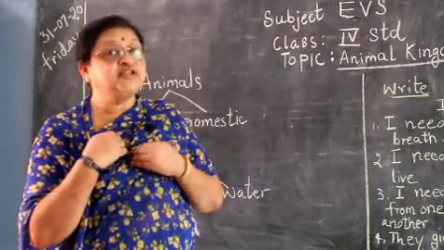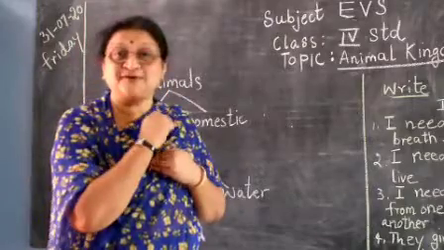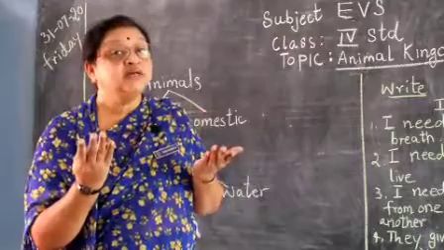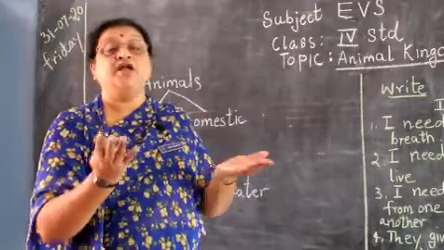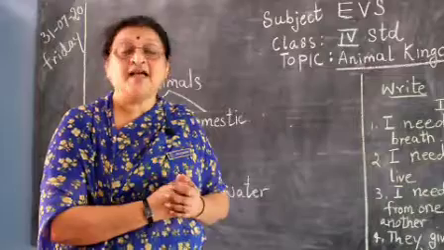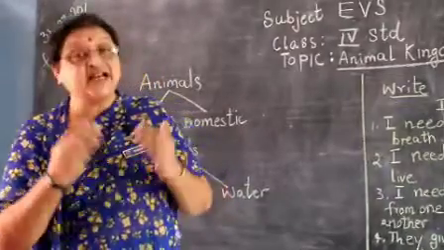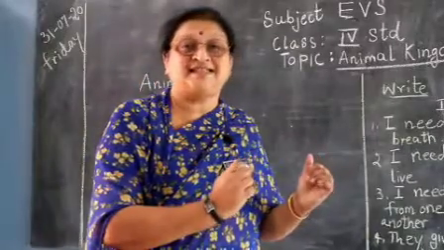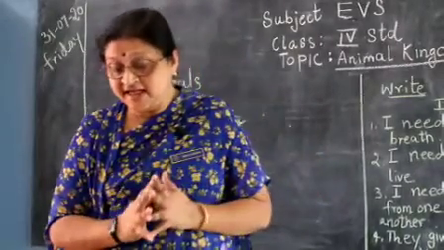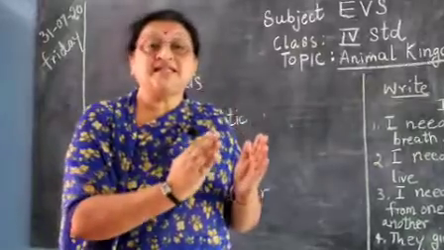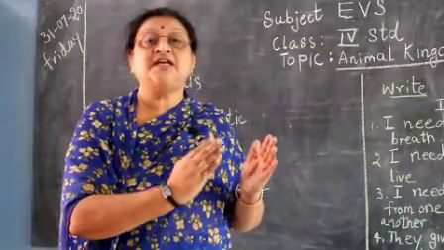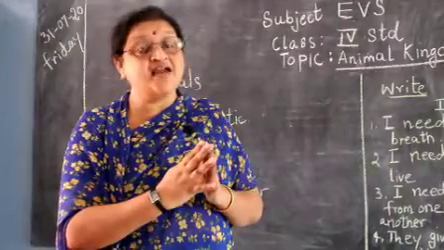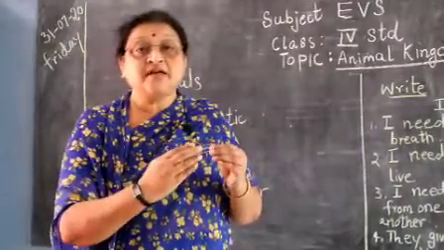Now we need food, children. Animals also need food. We breathe air. If we don't breathe, then we die. Animals also need air. We also need shelter. We live in a house. Animals also need shelter. Then we need many other things which are also needed by the animals. They also need love, they need care, they need warmth.